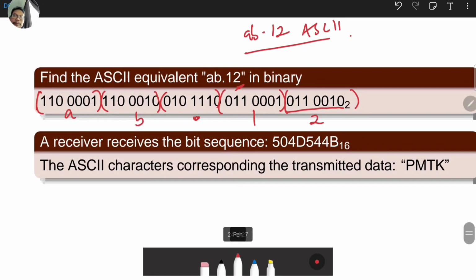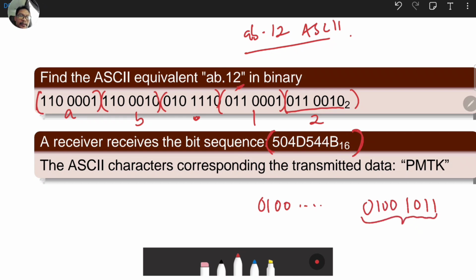A receiver receives the bit sequence. Okay, we got this number. From somewhere we get this hex number, which you can convert to binary, which is just going to be some binary value, and we want to find what is the equivalent ASCII for this transmitted data that you receive. So here you need to convert this into binary first. For example, the B is actually 1011. Okay, 4 is 0100. So what is this in ASCII?